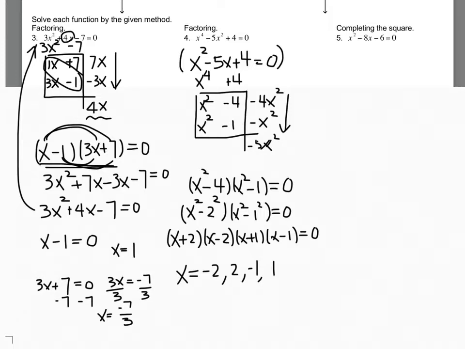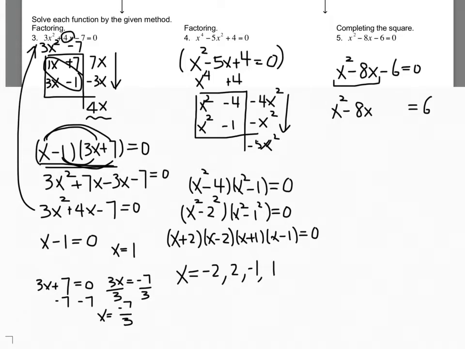Number 5, completing the square. So for completing the square, we're looking to complete the square for these two terms, quadratic and linear. So what I'm going to do here is move the constant to the other side. And when it comes to the equal sign, make sure you do everything equally on both sides. You're trying to balance both sides, left hand and right hand.